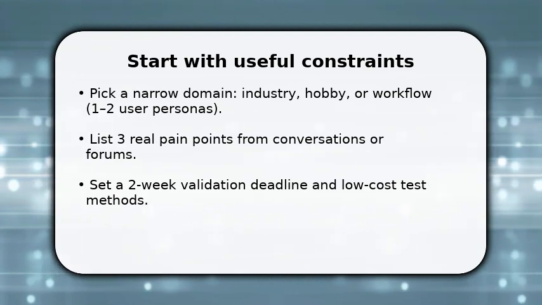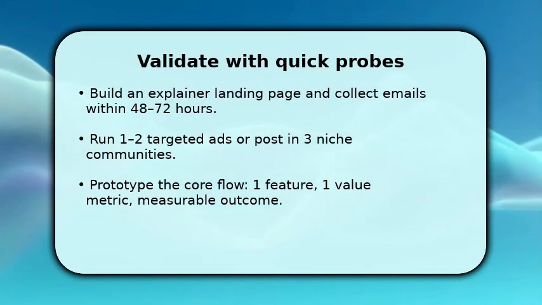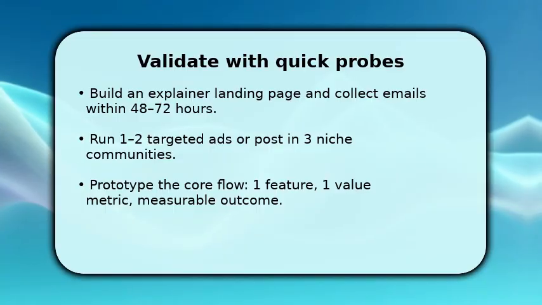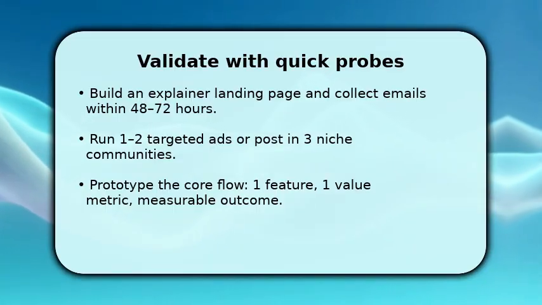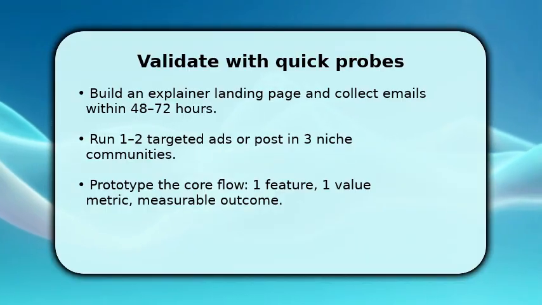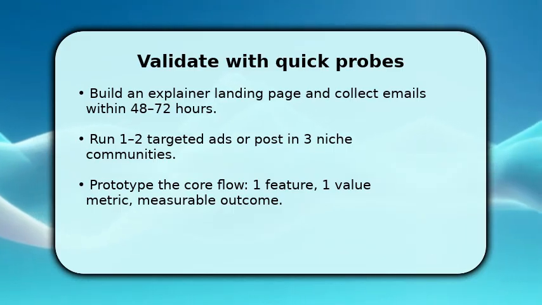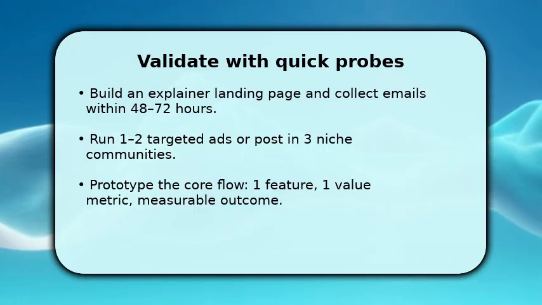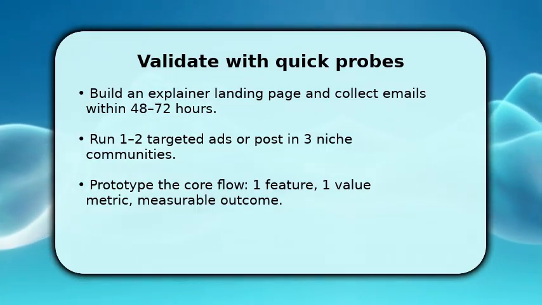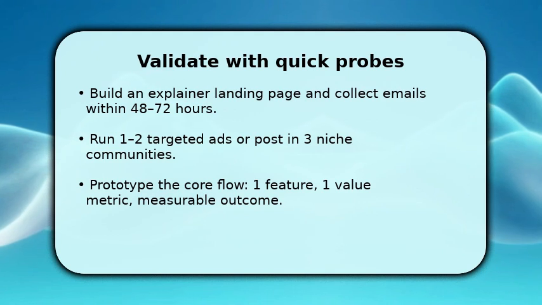Next, you translate interest into measurable signals. Once the landing page is live, drive targeted traffic via 2 small ad sets or 3 niche community posts to test messaging and willingness to sign up. Simultaneously, build a rapid prototype of the single core flow that delivers the value metric. Keep it minimal so you can iterate. Analyze sign-up rates, qualitative feedback, and time to value. If metrics are weak, refine the hypothesis and repeat. Don't double down on assumptions without fresh data.